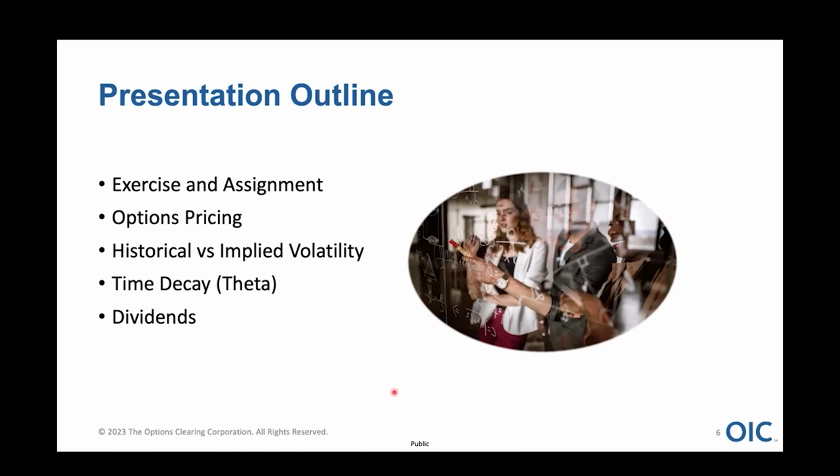First, we're going to be talking about the exercise and assignment process. Then we will get into options pricing. We'll then look at historical and implied volatility. This is always a very crucial part of options pricing. Anybody who's trading options should have somewhat of an understanding of how implied volatility affects them and their options. So we'll talk about that.